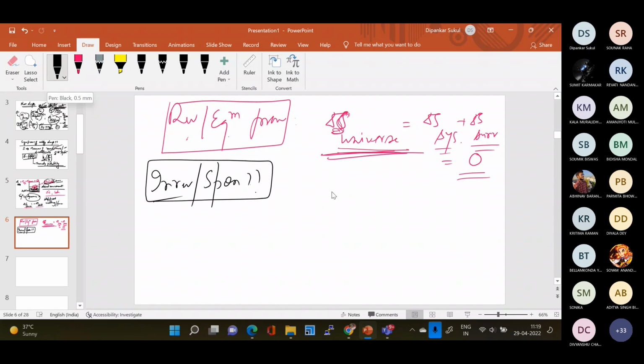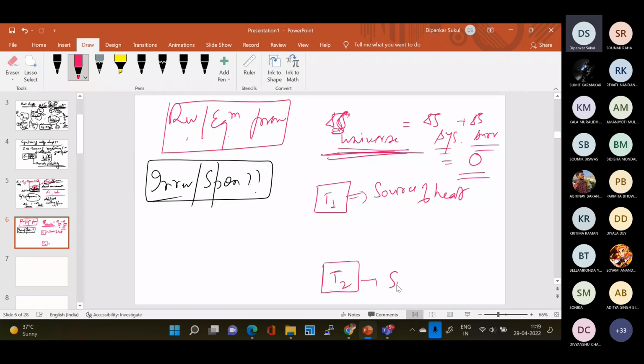Let's see. Positive. We are considering that's true, it is positive, but we have to explain it. Why? Let us consider two temperature regions. One is the source of heat. Another is the sink of heat. Source of heat, that means T1 is greater than T2.